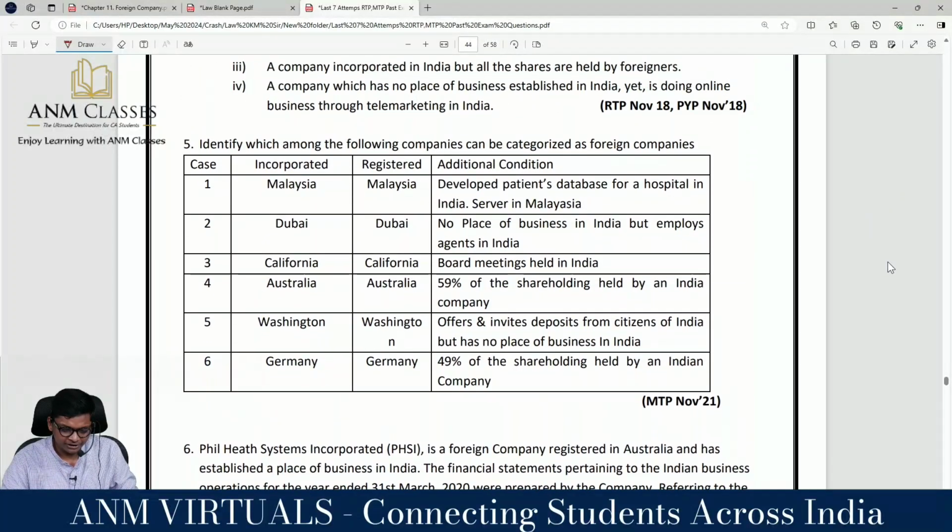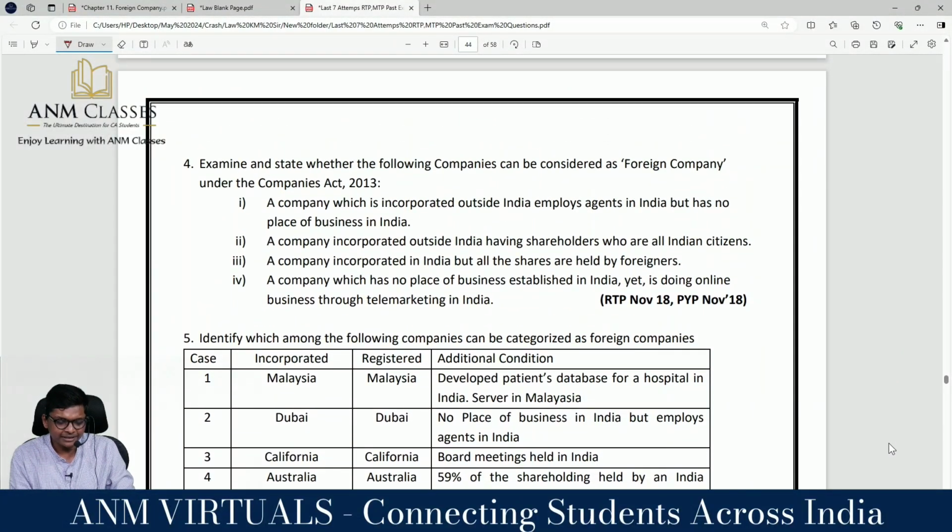Okay. Let's do question number 4. 4 and then 5. 4, 5 and then back to 1. Examine whether the following is a foreign company or not a foreign company.